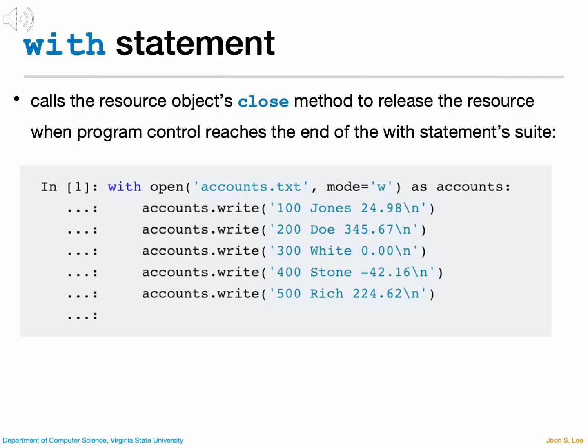The with statement provides a cleaner and safer way to work with files. When you use with open, Python automatically closes the file for you once the block of code is finished. This means you do not need to explicitly call close, which helps prevent common mistakes such as forgetting to close a file. In this example, we open a file in write mode and write multiple lines to it. Once the with block ends, the file is automatically closed. This is the recommended approach when working with files in Python.